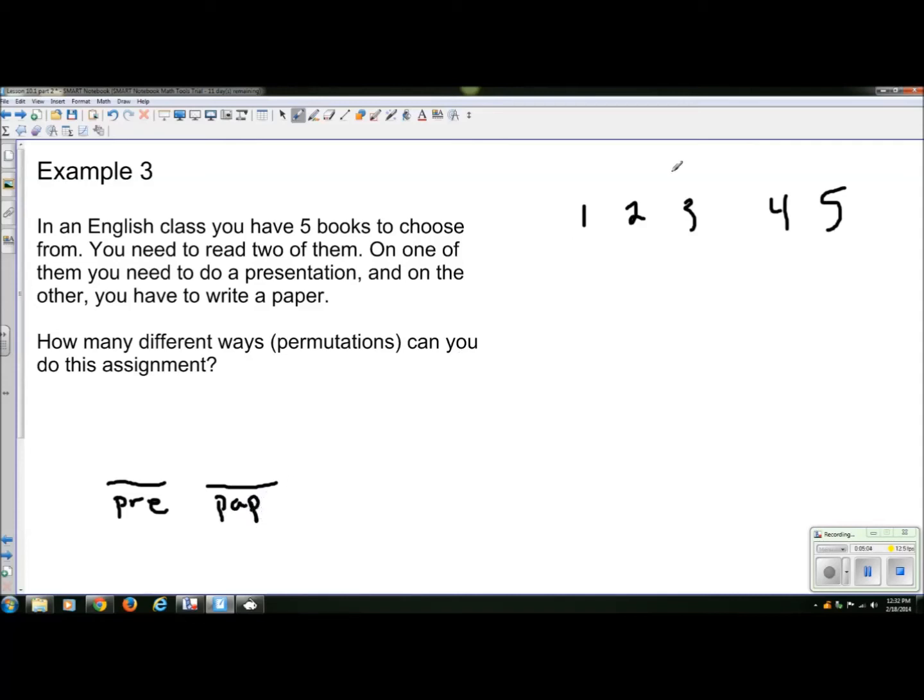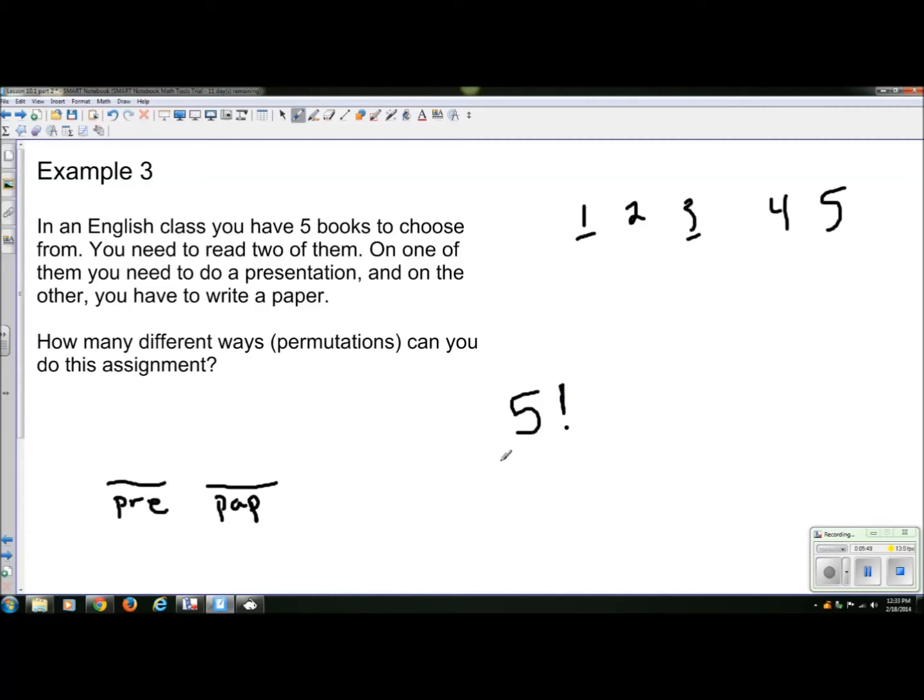We can choose book 1, for instance. Well, if we want to do a presentation on book 1, we put book 1 there. And then for the other book, maybe we chose, I don't know, book 4. So there's one possible permutation. So what am I getting at here? Well, I'm getting at the idea that there are 5 objects that we can choose from. So I'll do 5 factorial.